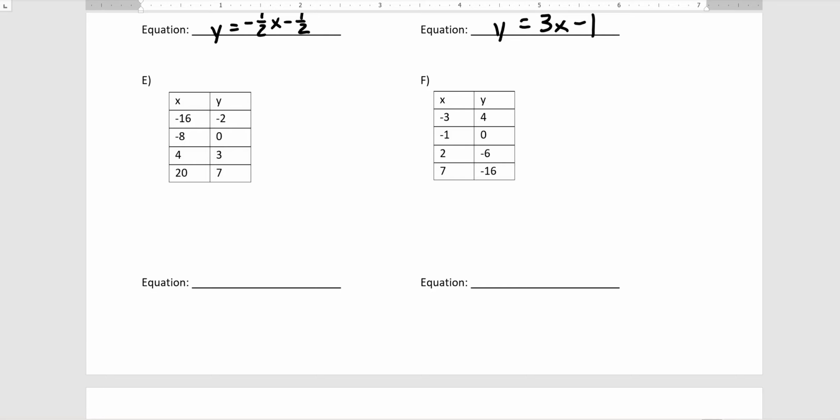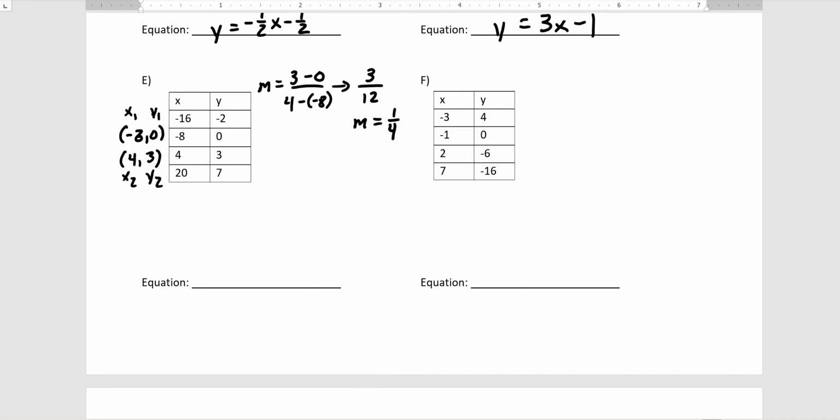So I'm going to use these points here, -8, 0, and 4, 3. So x1, y1, x2, y2. So we'll say our slope is y2, 3, minus y1, 0, over x2, 4, minus x1, -8. So 3 minus 0 is 3. 4 minus -8 would become 4 plus 8, which is 12. So we can say that our slope is 1/4.